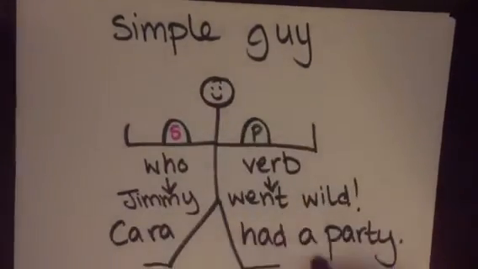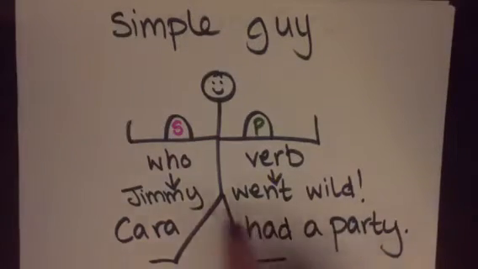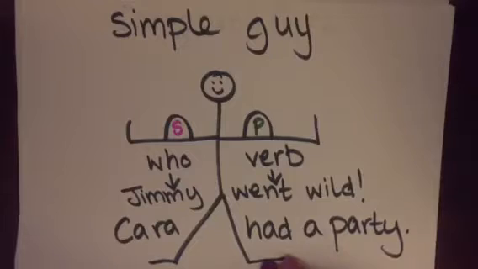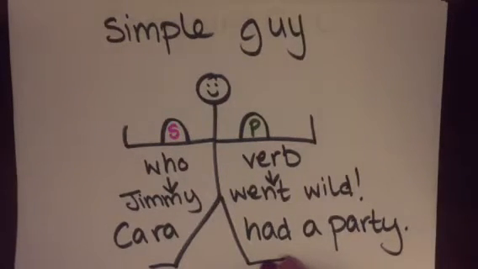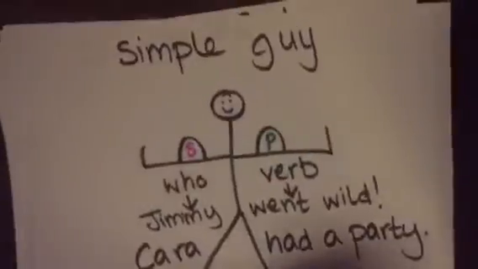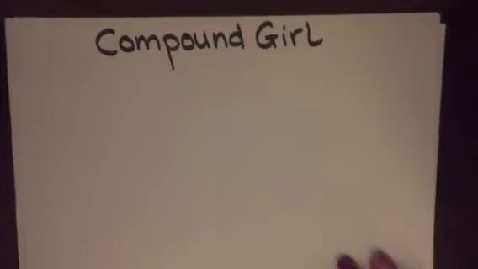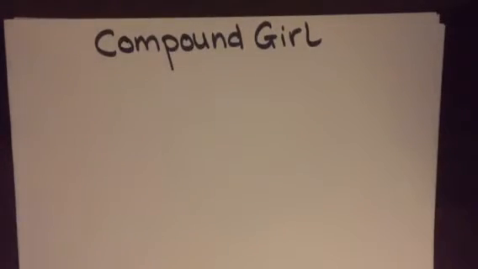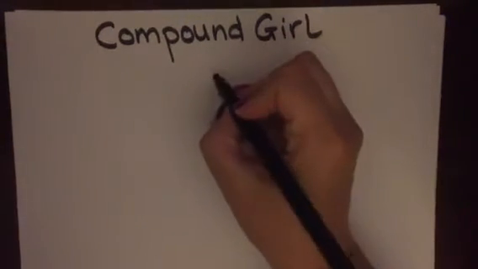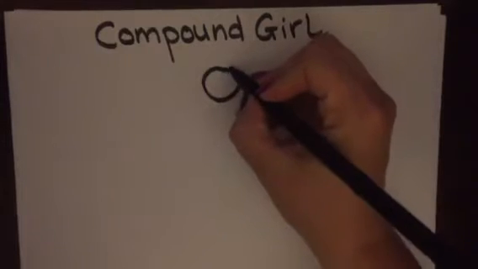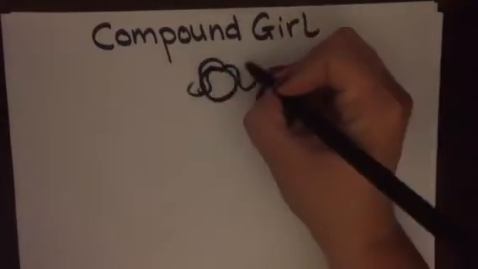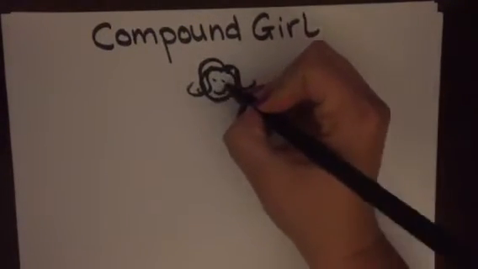I have simple guy to represent the simple sentence, one subject, one predicate, and it represents one thought. However, compound sentences have more than this. So instead of a simple guy, we represent a compound sentence with a compound girl. So I'm going to start with my stick figure again. This time it's a girl. I'm going to give her some nice hair and a smile and some eyelashes.